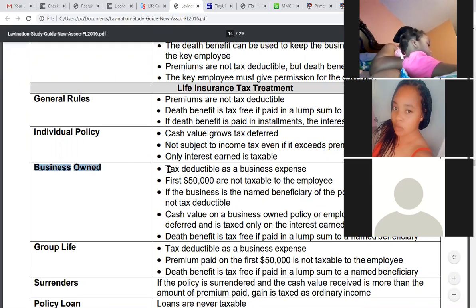Business owned policy: tax deductible as a business expense. The first $50,000 is not taxable to the employee. I just explained that already. So if somebody gets a policy in a group for $50,000, the first $50,000 is not taxable. But if they get it for $100,000 and it's a group plan, the first $50,000 is not taxable, but the other $50,000 will be taxable to the beneficiary.